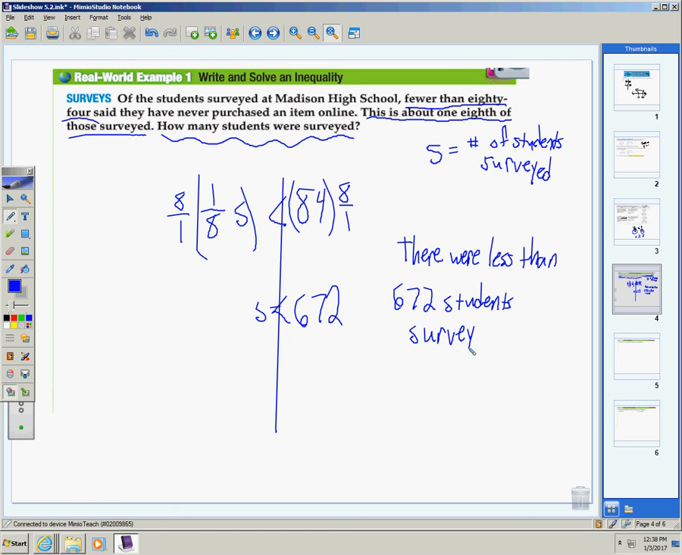And that's all there is. And again, this is very similar to what we did with equations. It's just now we're working with inequalities.